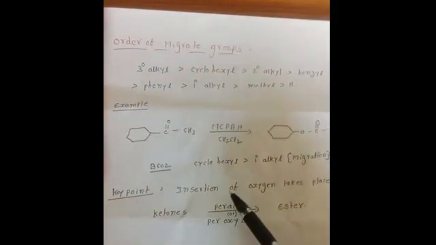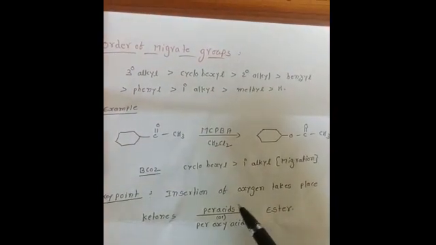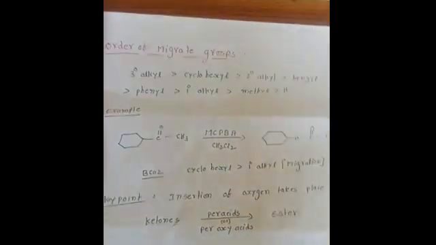Key point: insertion of oxygen takes place. What is the main reaction? Ketone, in the presence of per acid or peroxy acid, forms an ester.